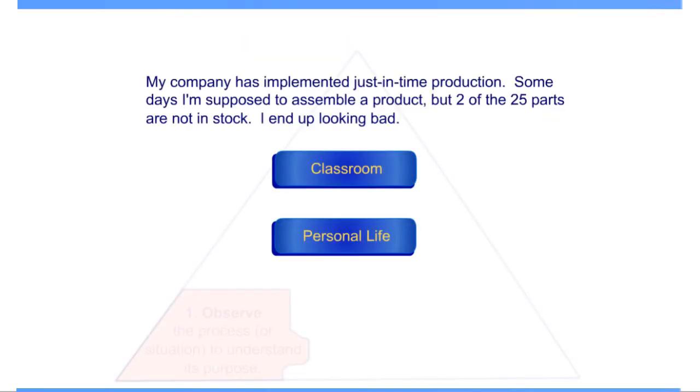Job. My company has implemented just-in-time production. Some days I'm supposed to assemble a product, but 2 of the 25 parts are not in stock. I end up looking bad.